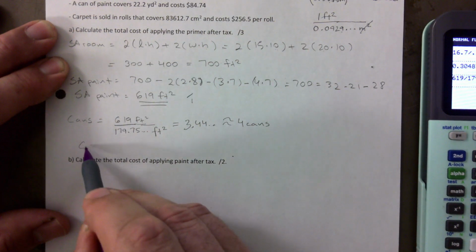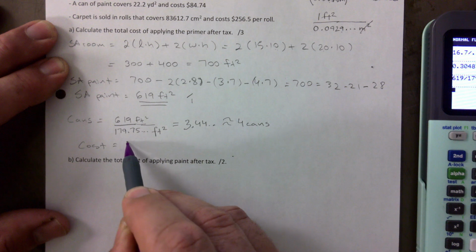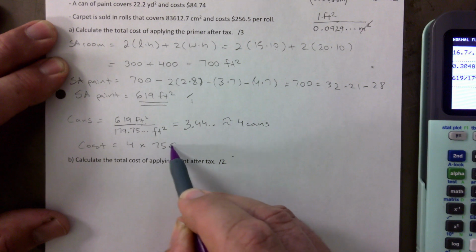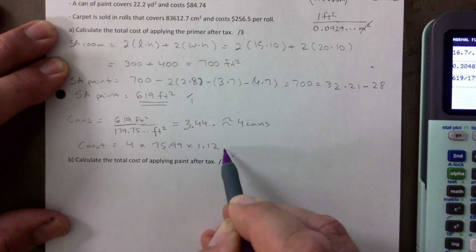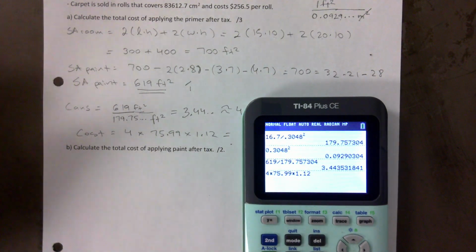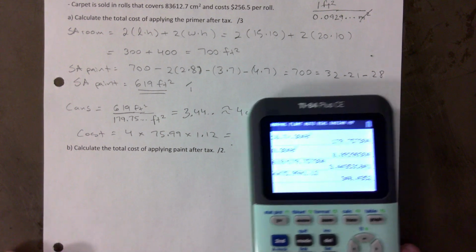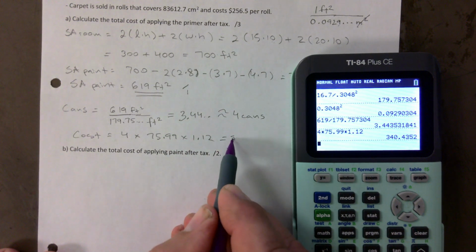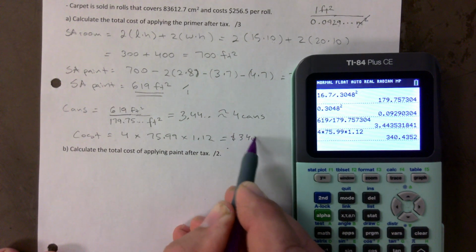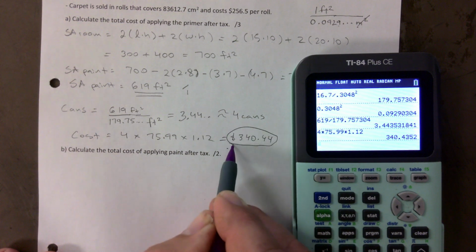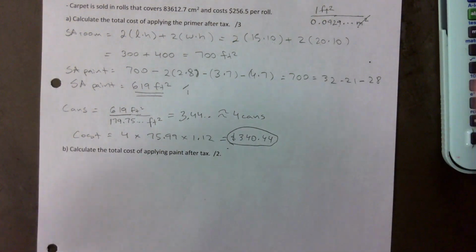Okay. So the cost is 4 times, what is the price? $75.99 times 1.12, because it does ask for after tax. You can do it all in one shot if you'd like. You can do it in 2 steps, like having a subtotal and then after taxes. I have no issues with you showing more work than what I have. So this would round to that. So this is what you're looking for. Okay?